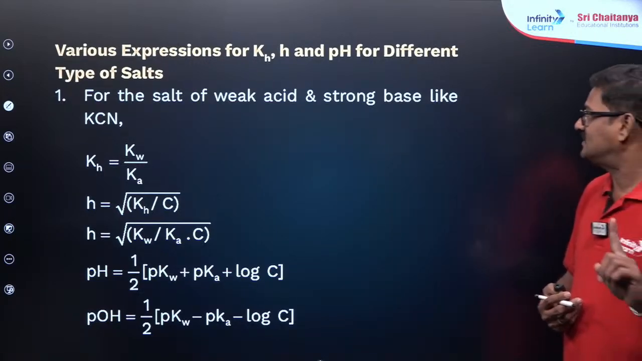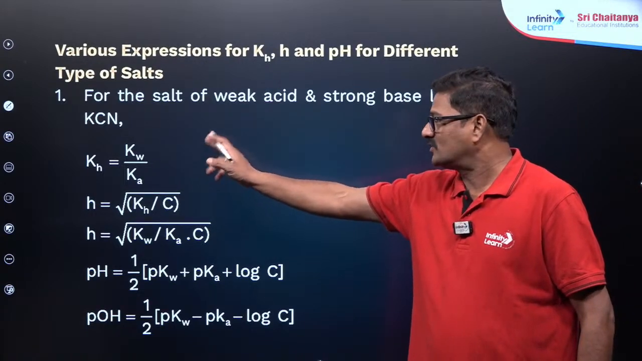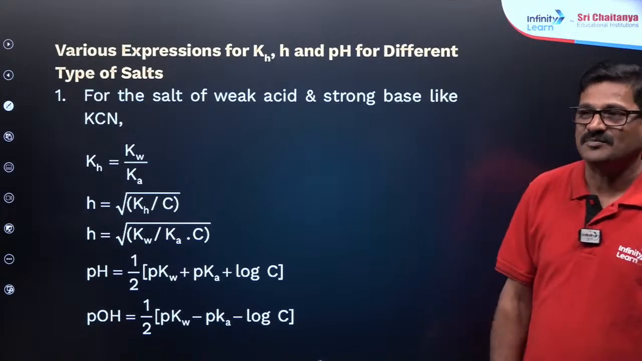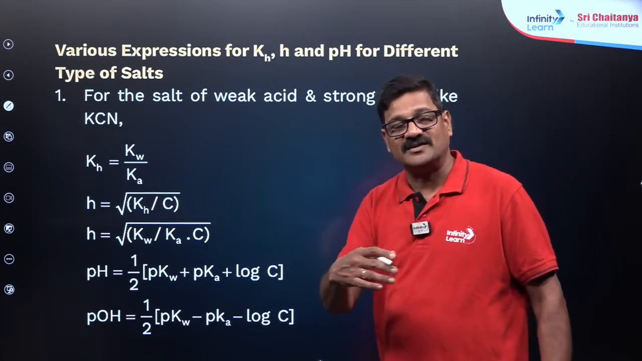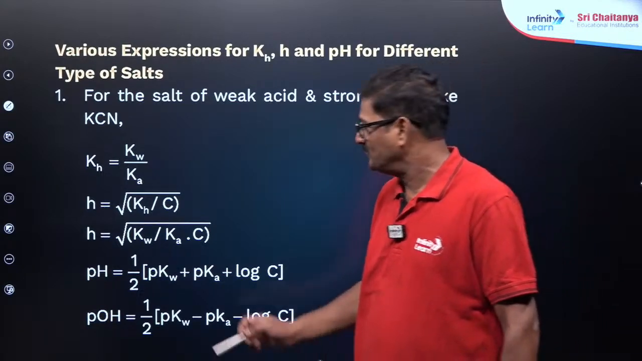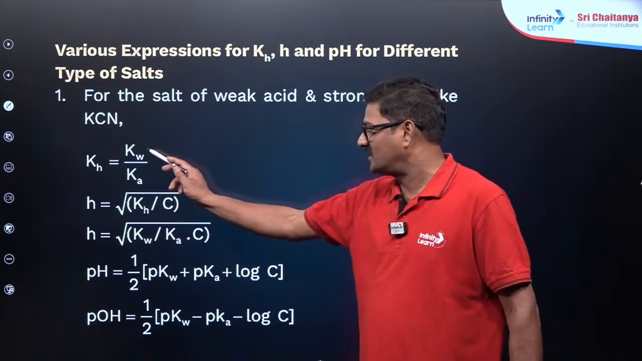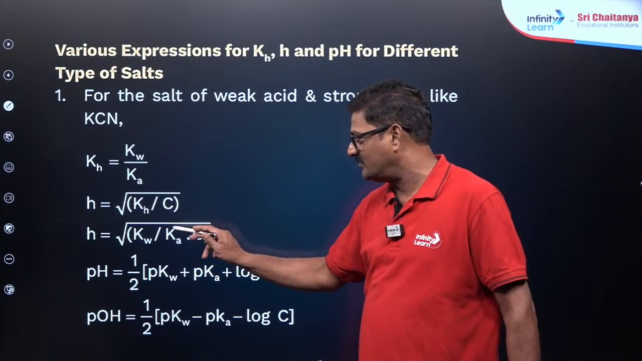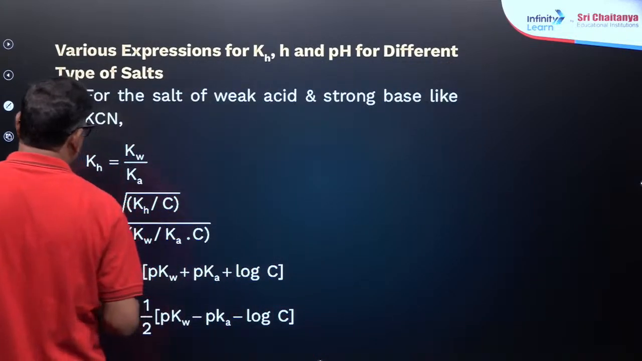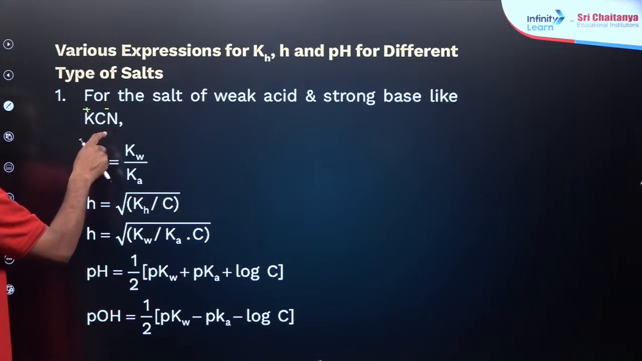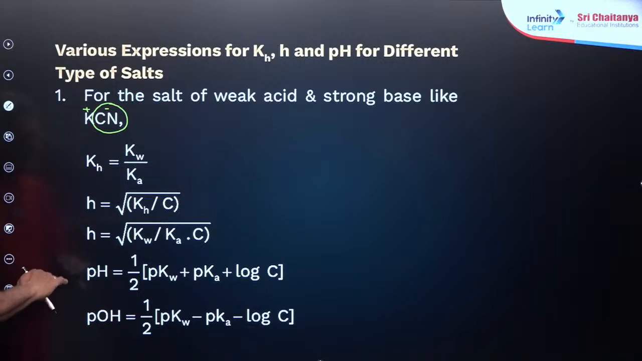For the salt of a weak acid and strong base like KCN, the hydrolysis constant Kh is equal to Kw by Ka. Kw is the ionic product constant, Ka is the acid dissociation constant. h is called the degree of hydrolysis and is equal to root of Kh by C, and Kh is Kw by Ka, so it will be root of Kw by Ka into C, beta. And we can also calculate pH. Here K plus and CN minus anion is getting hydrolyzed, so its pH will be above 7.